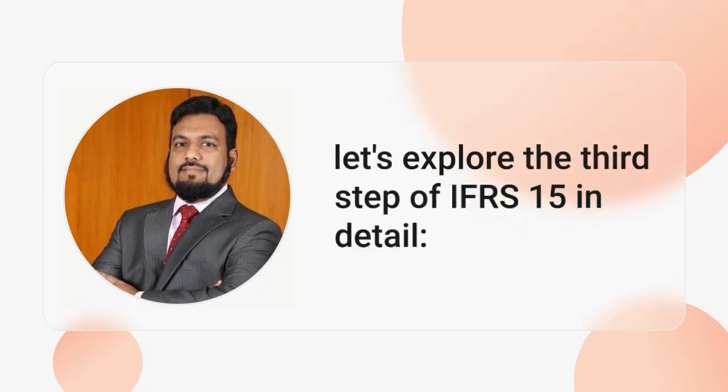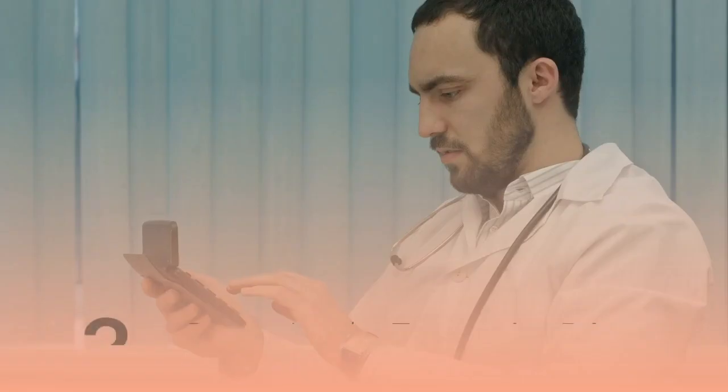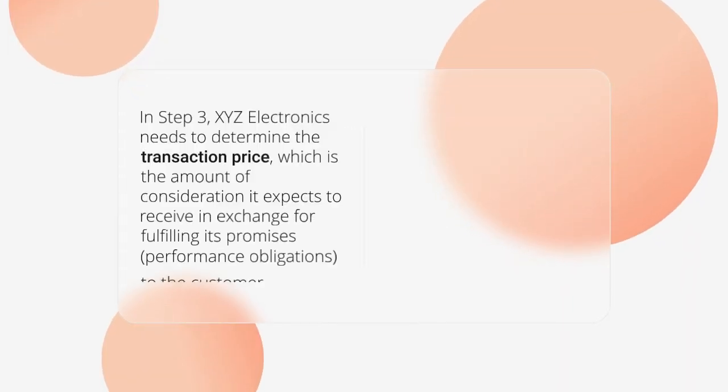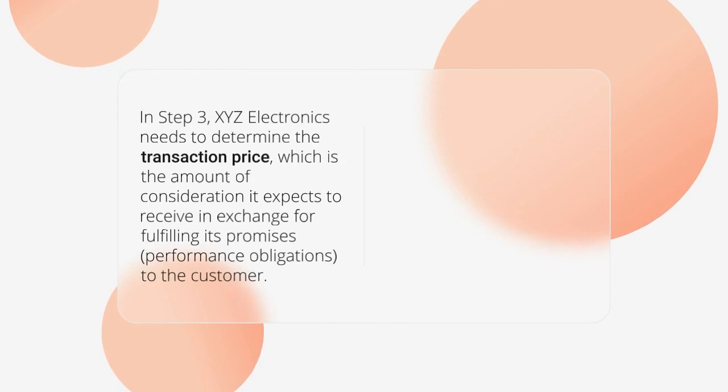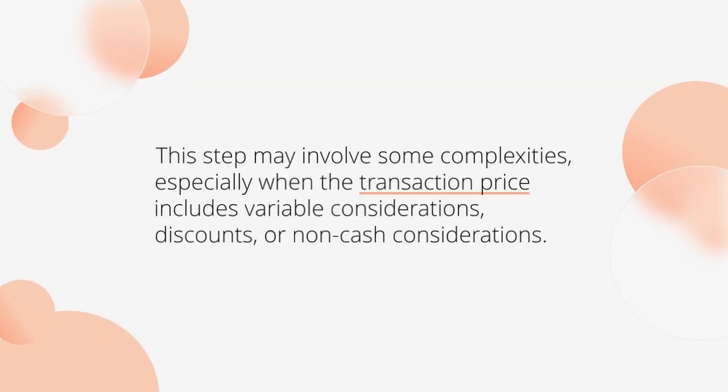Let's explore the third step of IFRS 15 in detail. Determine the transaction price. In step 3, XYZ Electronics needs to determine the transaction price, which is the amount of consideration it expects to receive in exchange for fulfilling its promises to the customer. This step may involve some complexities, especially when the transaction price includes variable considerations, discounts, or non-cash considerations.